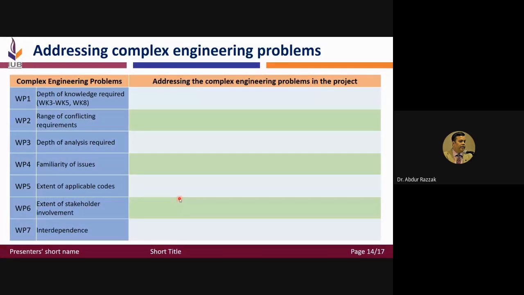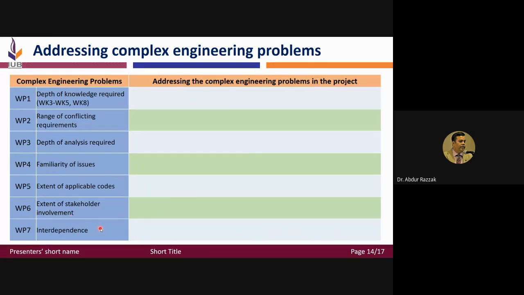Then addressing the complex engineering problems. Okay, I will show you with examples. These are the problem attributes you have to consider. There are 7 problem attributes. The first one is the depth of knowledge required, and the last one is the interdependence. Okay, the practice is from your project. For problem attributes, P1 is a must, and from P2 to P7, minimum 2 and maximum the rest of the 6.